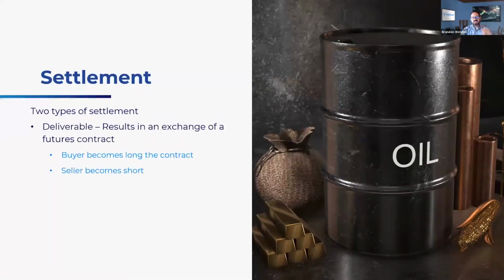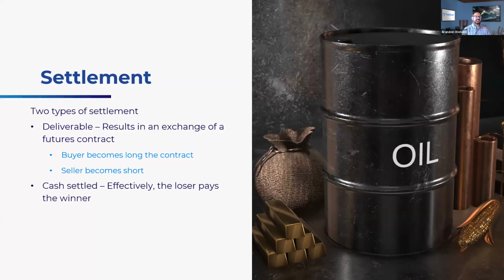Now, when it comes to the settlement, I kind of mentioned this as well. We have deliverable, which means that if you have an option that's deliverable, not the futures contract itself, but just the option, if you are a buyer of a call, you can become long the futures contract. The seller will become short. If you buy a put, it would be the opposite. If you buy a put and you exercise, then you would become short the futures contract.